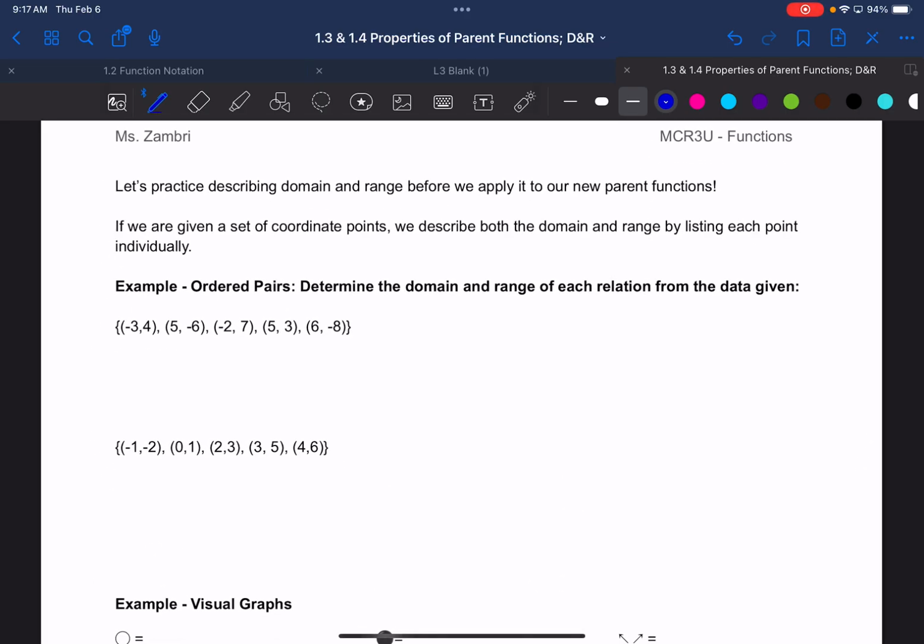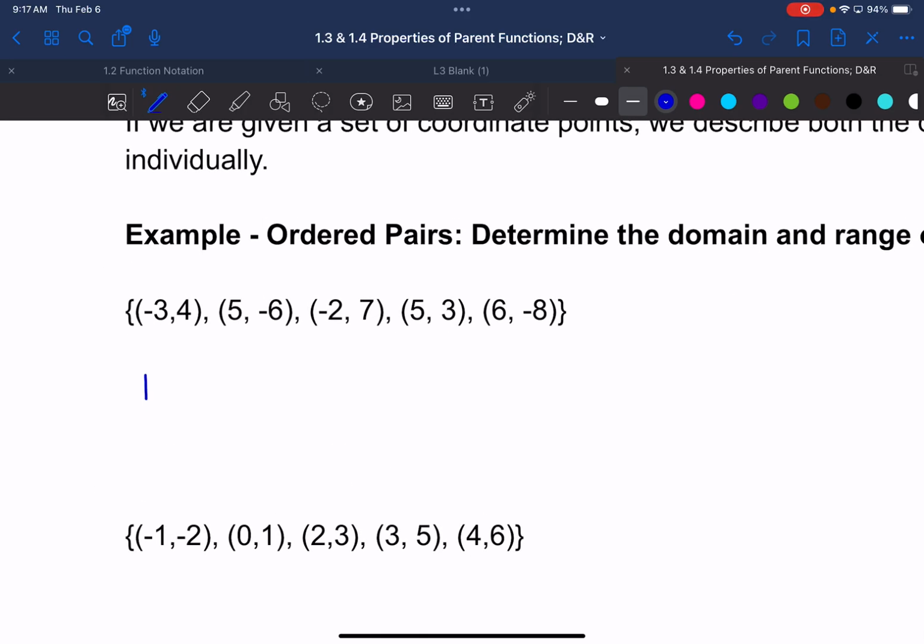When we go to practice, this is exactly what we're doing here, where first I'm giving you ordered points and I'm saying, describe the domain and range of these points, of this relation. So like we said, for domain, I'm going to look at what are all my x values. I'll take a highlighter: okay, 3, I've got 5, -2, 5, and 6. Those are all of my x values. So I'm just going to list them.